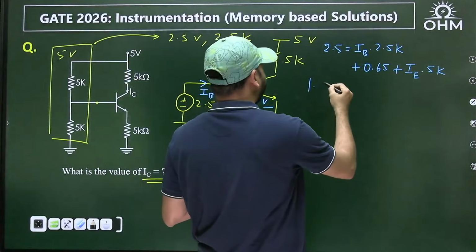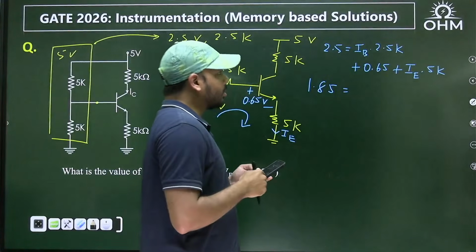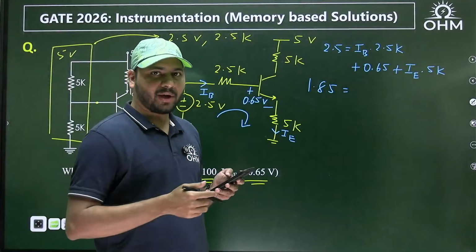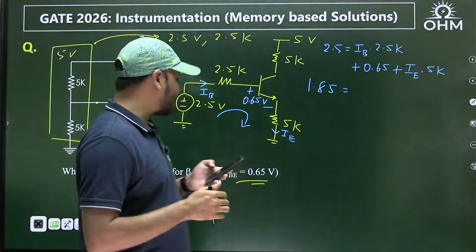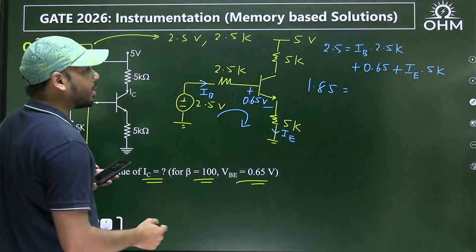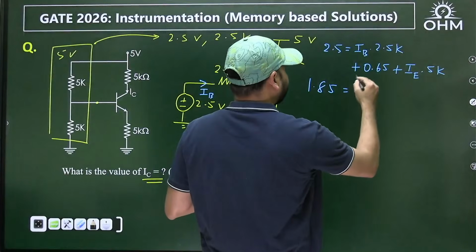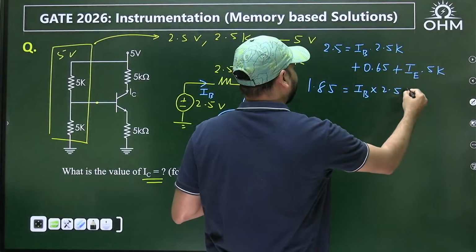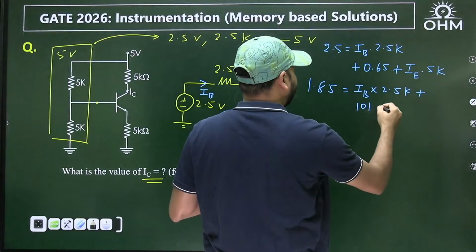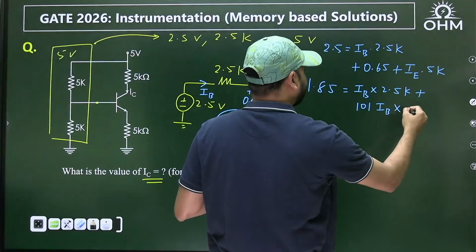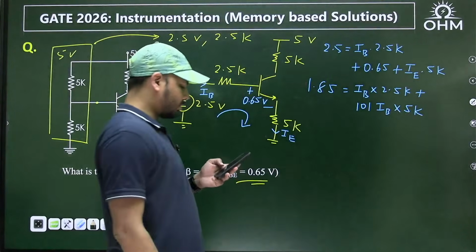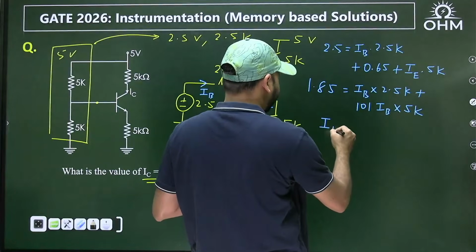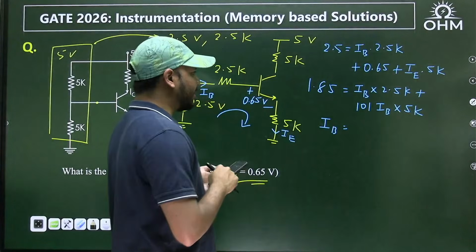This side you have 1.85. Because we are assuming the transistor to be active, we can write IE in terms of IB, right? IE can be written as (1 plus beta) times IB, which is 101 IB, okay? So 1.85 equals IB times 2.5K plus 101 IB times 5K. Now the only unknown is IB. Let me use my calculator to find the value of IB, the base current, okay?